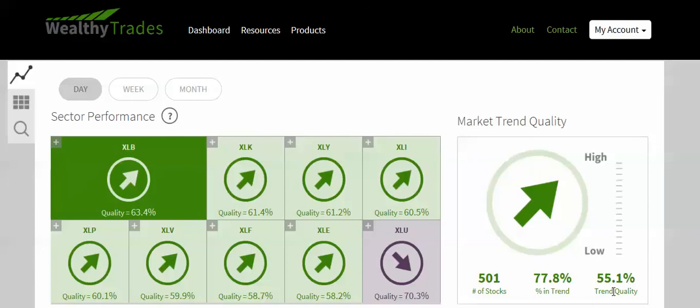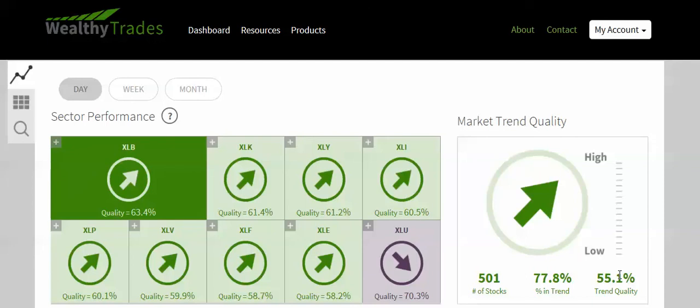How many of those stocks within the market, so out of the 501, or out of the 77.8% that are moving in an uptrend, how many of those are continuing to hit their upside levels, their HPP levels? And then it takes the historical percentage rate for the upcoming period, and it adds that. That's how we get the trend quality score. So it helps me define if the quality of that uptrend is one that I should participate in.